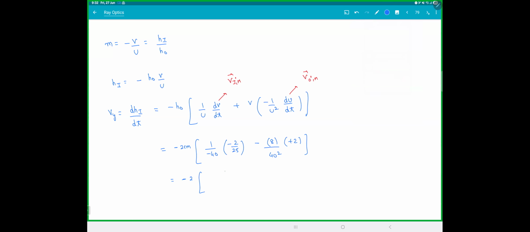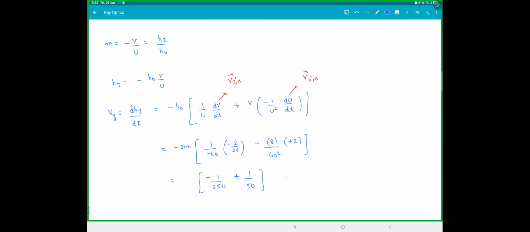How much is this? Send this 2 inside. This will be 1 by 250. That will be 4, 40, 40, 10, 5, 1 by 50. 2, 2, that will become 4. 8 into 4 by 40 square, 1 by 50. And this will become plus. This will remain minus. I hope I'm doing the calculations right.